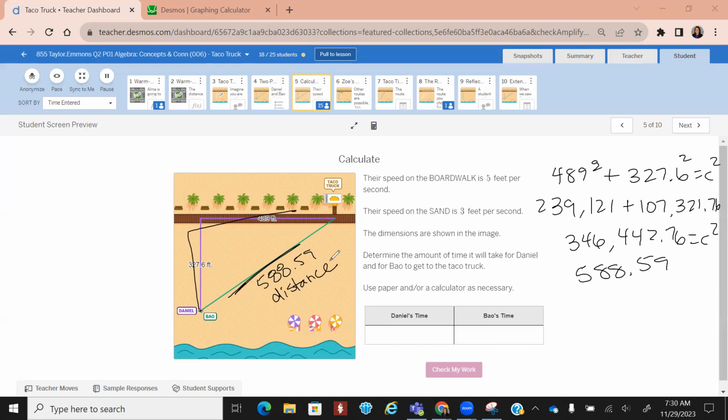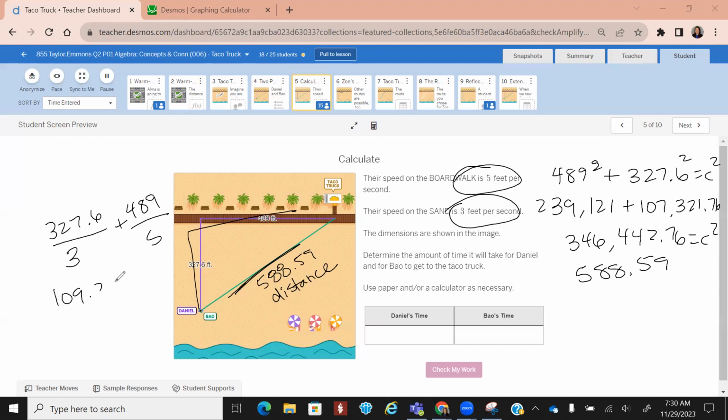Good. Would you divide each by the speed, and then 489 divided by 5, and then add it? Right. Okay, so we would do 327.6, and we're dividing it by 3 feet per second. And then we're going to add that to 489, and we're going to divide it by 5 because that's how fast he can go on the boardwalk. And then we're going to add those two things together. So when we do that, that's going to give us 109.2 plus 489 divided by 5, which is 97.8.